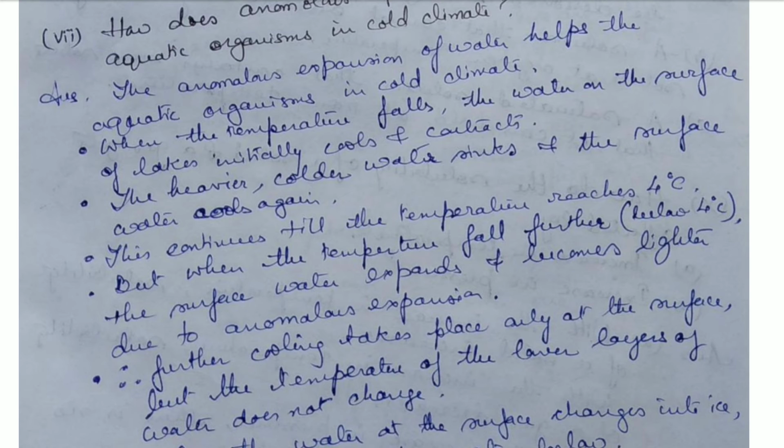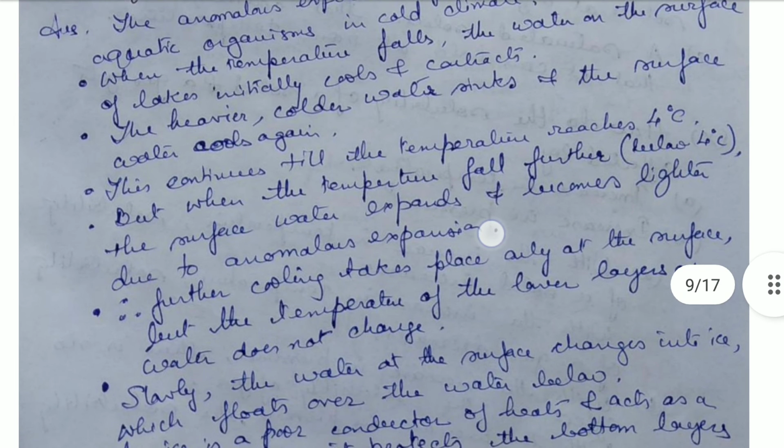And again the surface layer will become cold due to contact with the cold atmosphere. So that layer again will cool down, become heavier, and sink down, till the temperature reaches 4 degrees centigrade. There the water will have its maximum density, and when the temperature falls below 4 degrees centigrade, the surface water expands and becomes lighter due to this anomalous expansion.